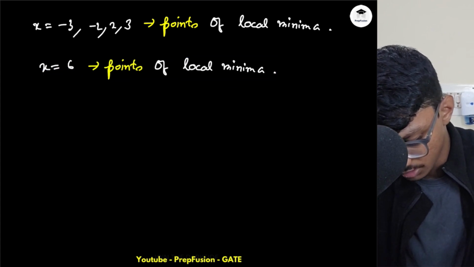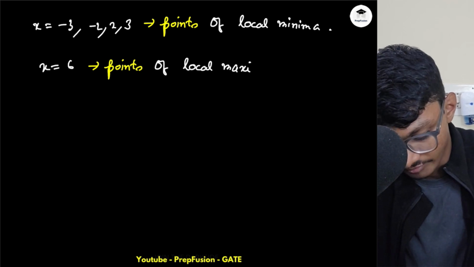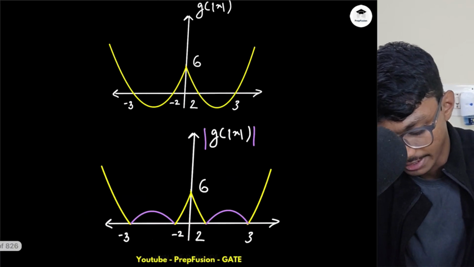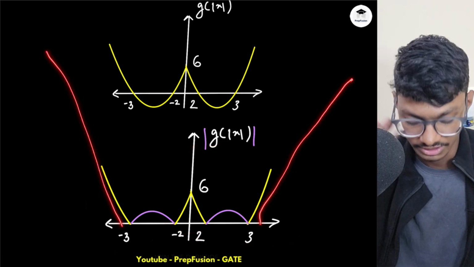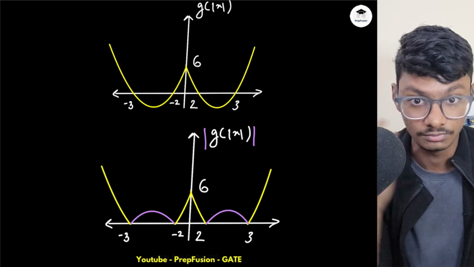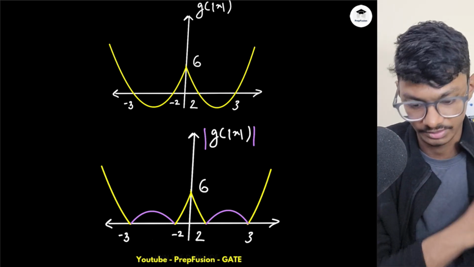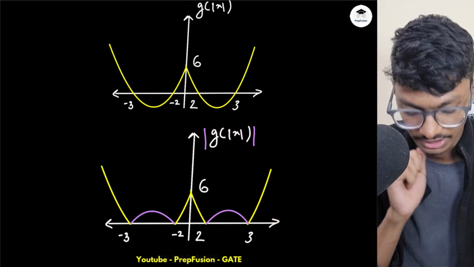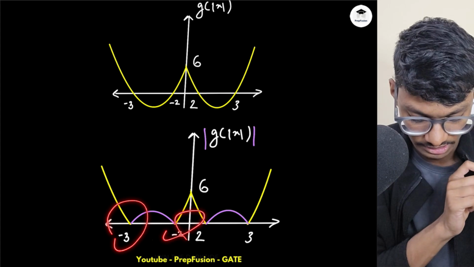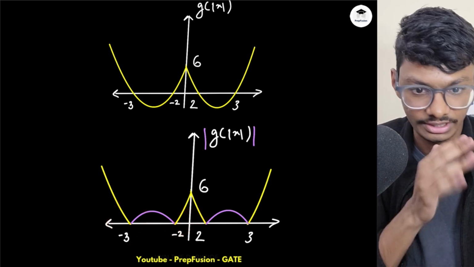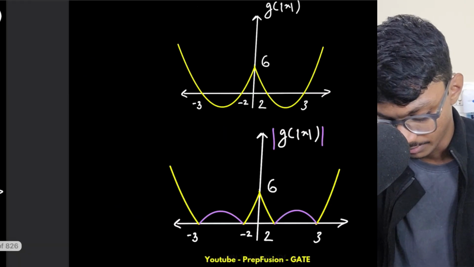Why are these local? Because I haven't drawn the graph fully. I've just drawn a part of it. Obviously it will keep on increasing, so there isn't any global maxima. We'll study local maxima, global maxima and minima later on. But in this graph the global minima is at the points where y equals 0, because obviously the mod function can never go below 0. So I have 4 minimum points and 1 maxima point.